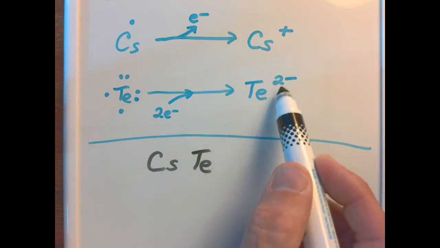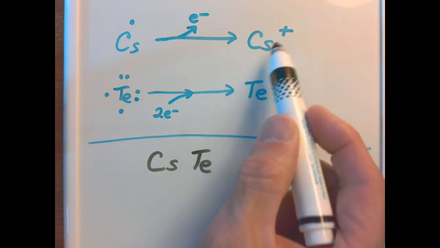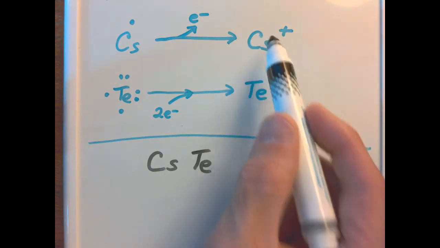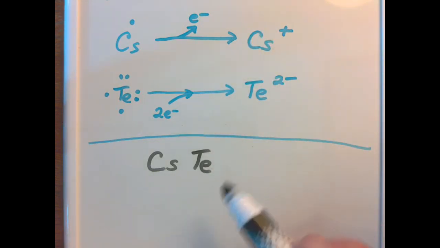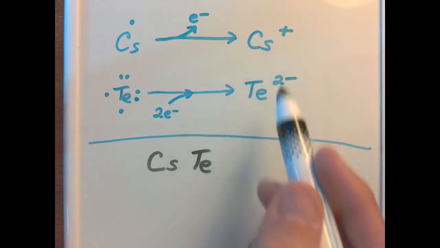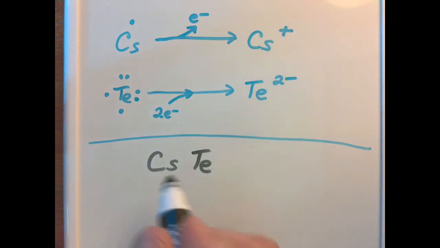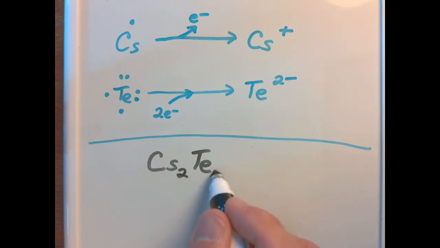One of them has a 2- charge. One of these has a 1+. I'm going to need 2 of these for every one of those. I'm going to need this to be a 2-to-1 ratio. I need 2 cesiums to cancel the charge of 1 tellurium. So I'm going to put the subscript 2 right there. So 2 of these for every one of those. I don't write the number 1 here.